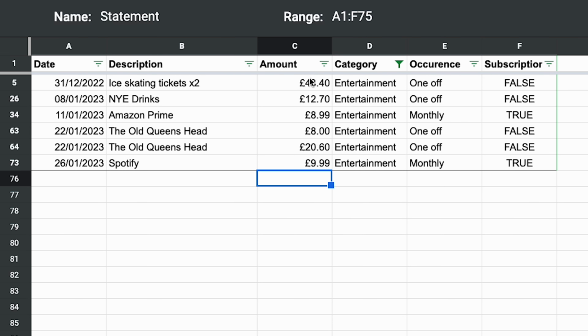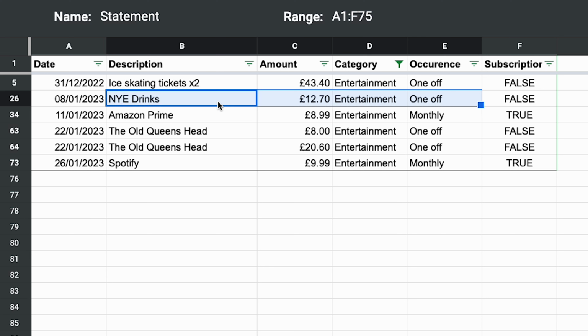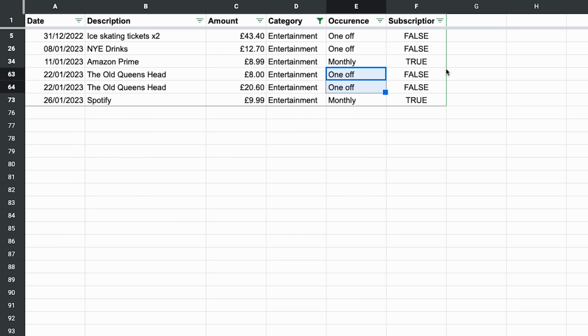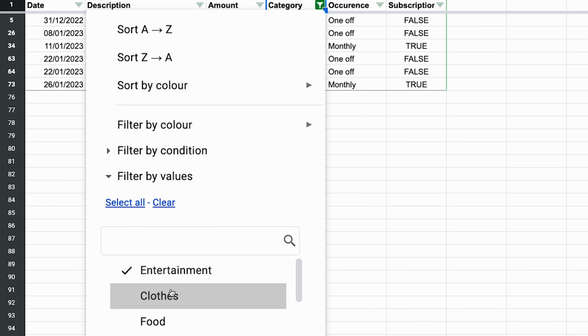And this was for me and my friend to go ice skating in New Year's. And this was £43, one-off occurrence. New Year's Eve's drinks, I think this was me paying back my friend for when we bought some drinks for New Year's. A couple of these Old Queen's Head, this is like a pub type club in central London. I bought a couple of drinks for me and my friend. And yeah, that is a one-off occurrence. Yes, that is the entertainment category.